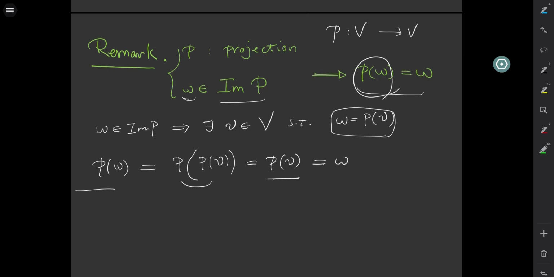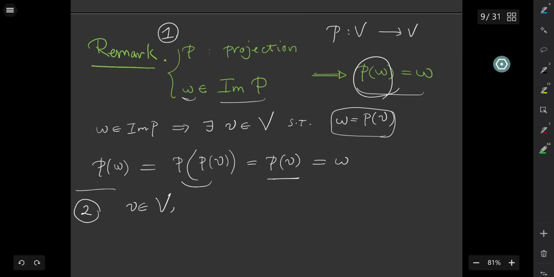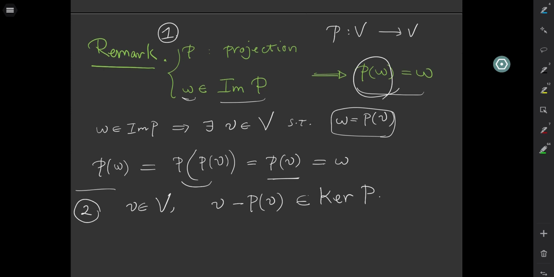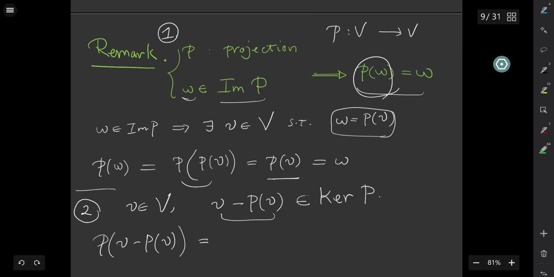Another remark is this one. If we have any vector V in V, then V minus PV is in the kernel of P. For any vector, if we write V minus PV, that would be in the kernel. How do we check this? Let's just apply P to this vector and see if it becomes 0. Because P is linear, we can write PV minus P squared V. And these are equal because of the property of the projection. So this is okay, nice.